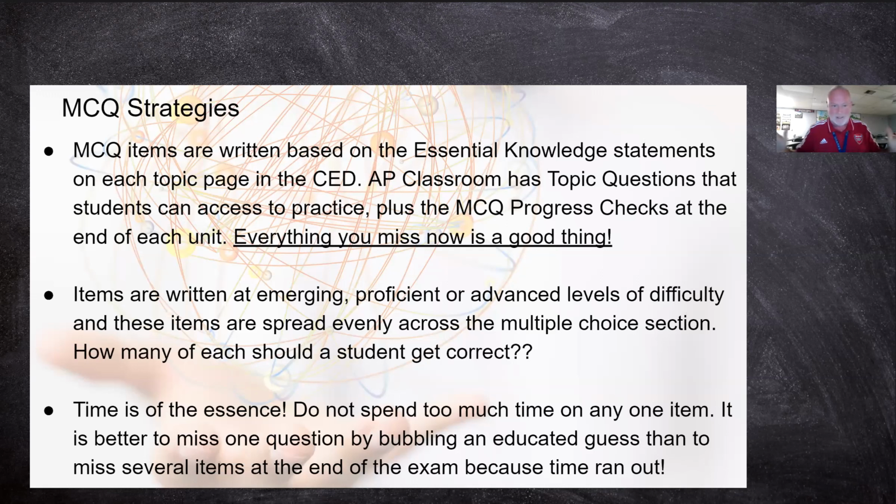As we talked about ad nauseum, there are emerging, proficient, and advanced levels of difficulty. Those are relatively evenly spread out throughout the test, about 20 emerging, 20 proficient, 20 advanced. And it stuns me. I always used to ask my students, how many of the emerging questions should you get right? And they would say, I don't know, 16, 17. No, all 20 of them. They're the easiest 20 questions on the exam. And then you might get 17 or so of the moderately difficult.